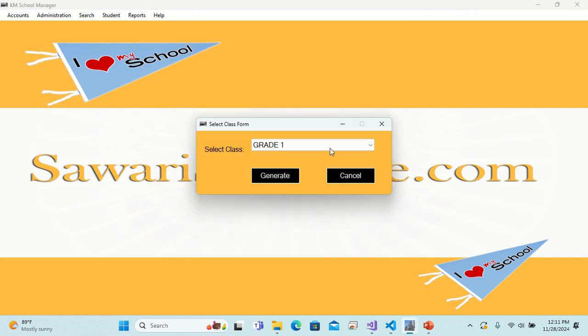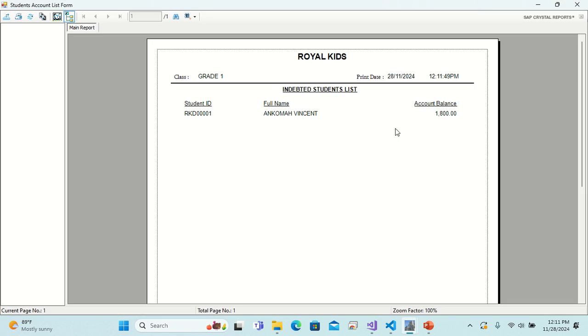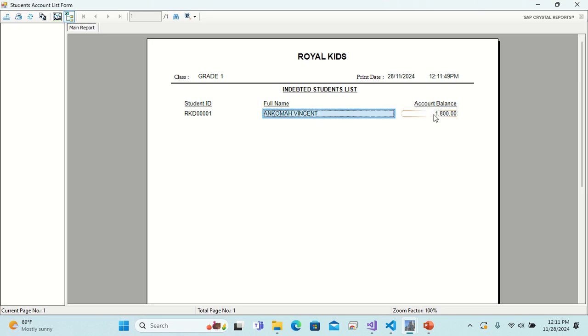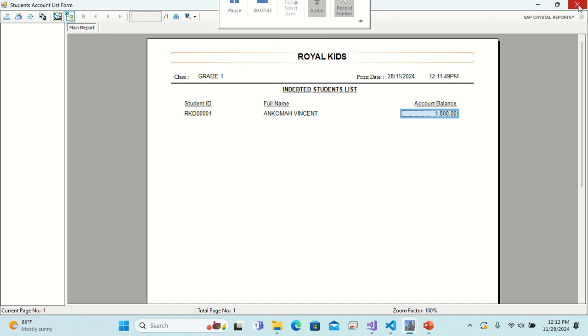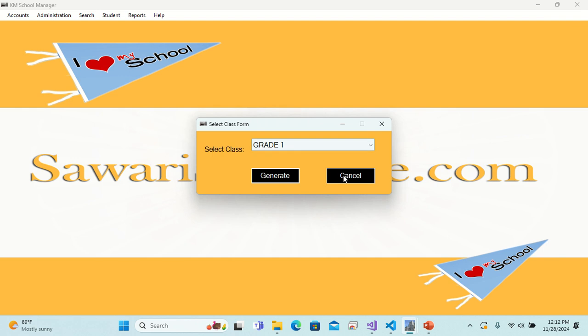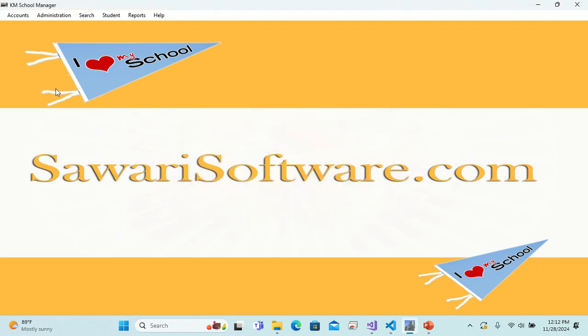Again, if I go to the reports and select this class, you see Ankuma Vincent, the fees is reduced from 5,400 thereabout. It was 5,000 something to 1,800. You get it? Okay, so that's the whole idea. This is done real time, and we can also generate their statement to see what has happened.